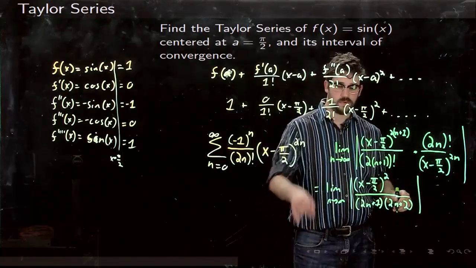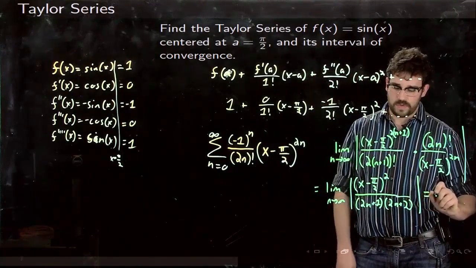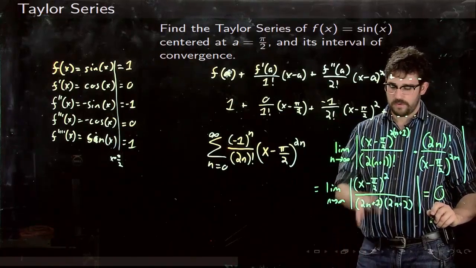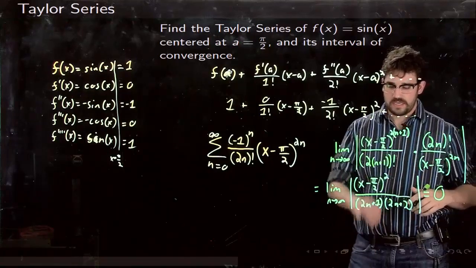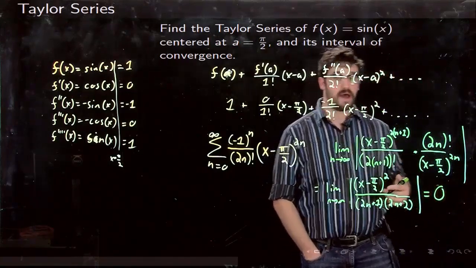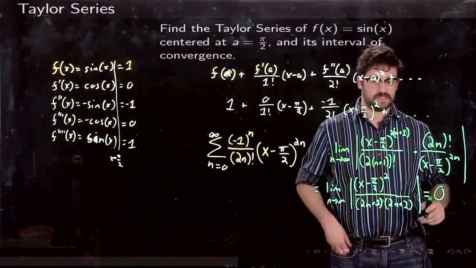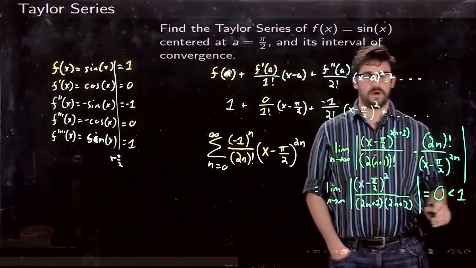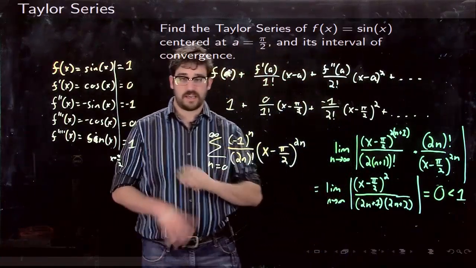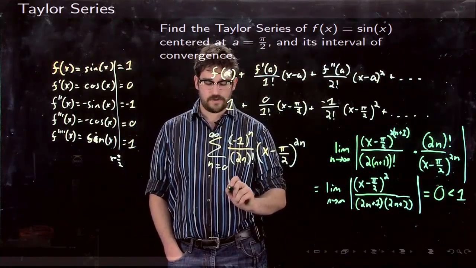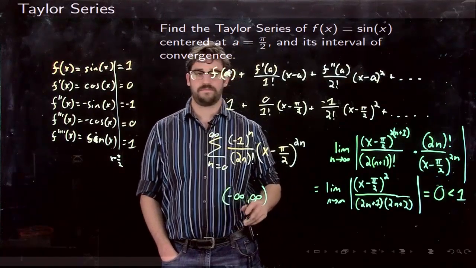Now what happens when we take this limit as n goes to infinity? Well, in fact, we will get 0 because no matter what x is, we'll always have 0. Even if it is like pi over 2 or something like that, as high as it gets, this will always be 0. This is always less than 1. So what does that mean? That means the interval of convergence, it converges everywhere. So the interval of convergence is negative infinity to infinity.